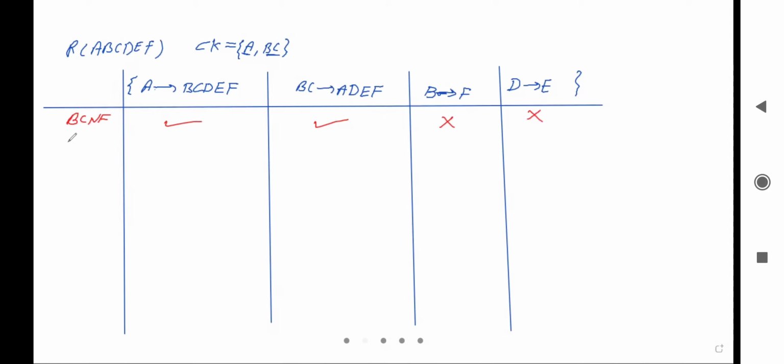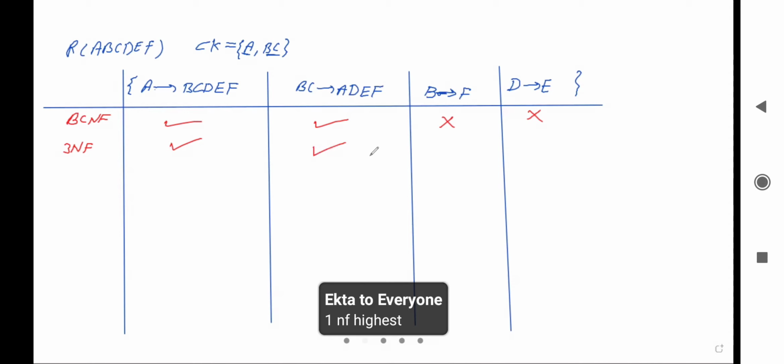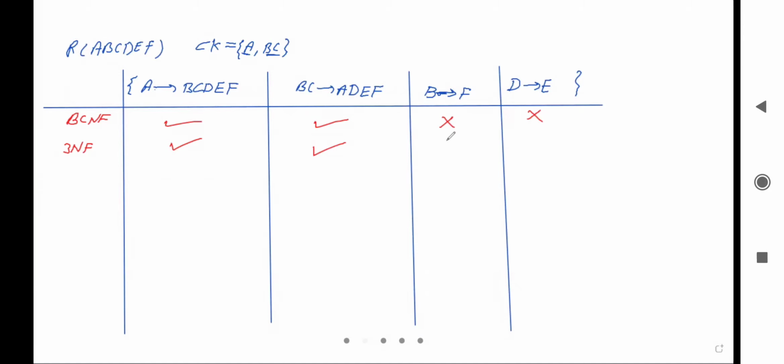What about the third normal form? So in 3NF, it will satisfy because of the super key. So what about this one? Here B goes to F. B goes to F means either B should be a super key or F should be a prime attribute. So F is not a prime attribute and B is not a super key. So it cannot be the third normal form.